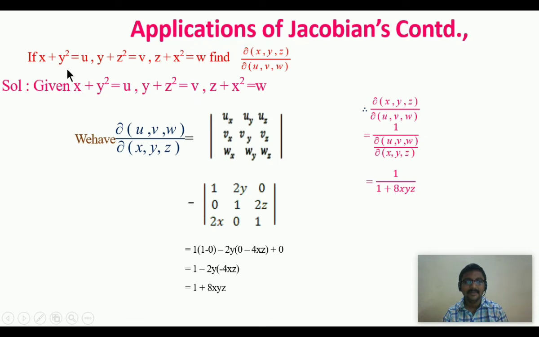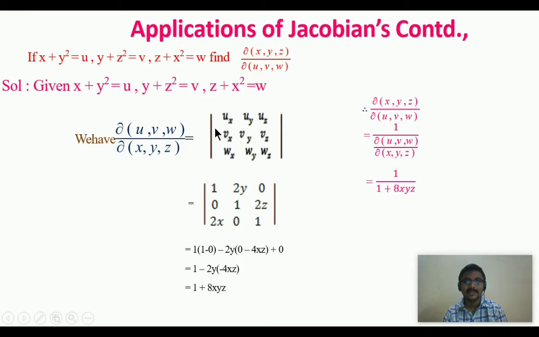Another problem. If x plus y square is u, y plus z square is v, z plus x square is w, then find dou of xyz by dou of uvw. Now to evaluate this Jacobian, xyz must be in terms of uvw. But in the problem, the given equations have uvw in terms of xyz. For this, first we evaluate dou of uvw by dou of xyz.